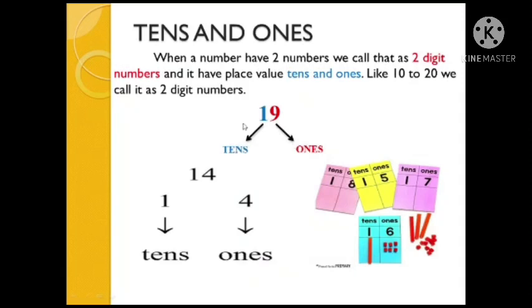Okay. So when two numbers are there, we call that a two-digit number. Only two-digit numbers will have the place value of ones and tens. See here, 14 is there. For that 14, we have to give the place value from the right only. So 4 is there, right? That 4 is ones and 1 is tens. Same like that, for 17, 7 ones, 1 ten. For 15, 5 ones, 1 ten. For 16, 6 ones, 1 ten. Okay?